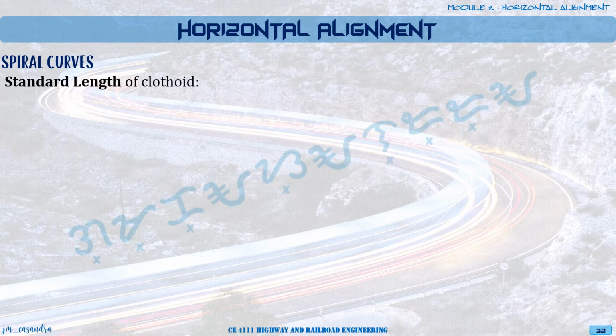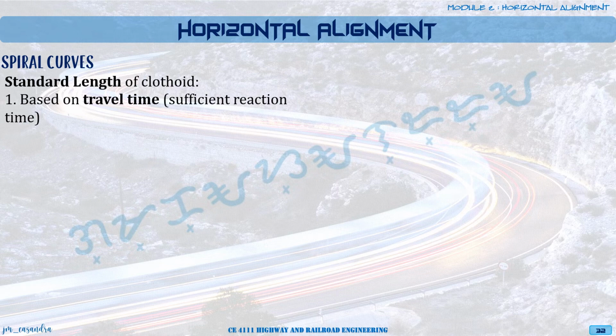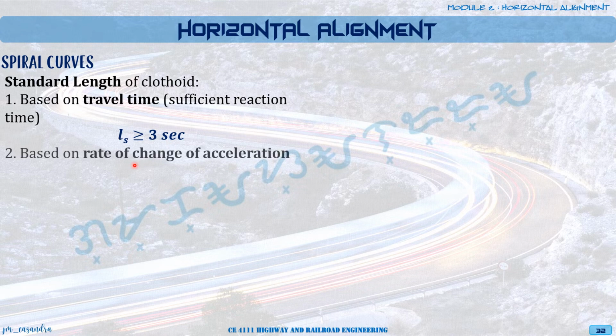So if there is now a need for a spiral curve, then we have to follow the standard length of a clothoid. The standard length of a clothoid or of a spiral would be based on the travel time or sufficient reaction time of the driver. So the length should be compared to the distance traveled by the vehicle for a time of 3 seconds. We're assuming that the reaction time would be 3 seconds here.